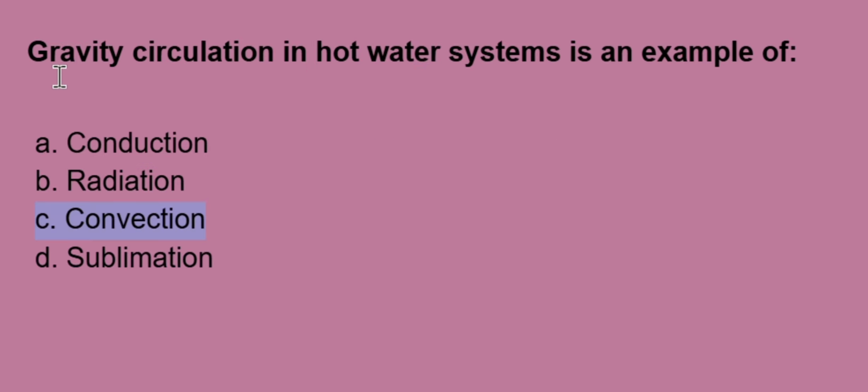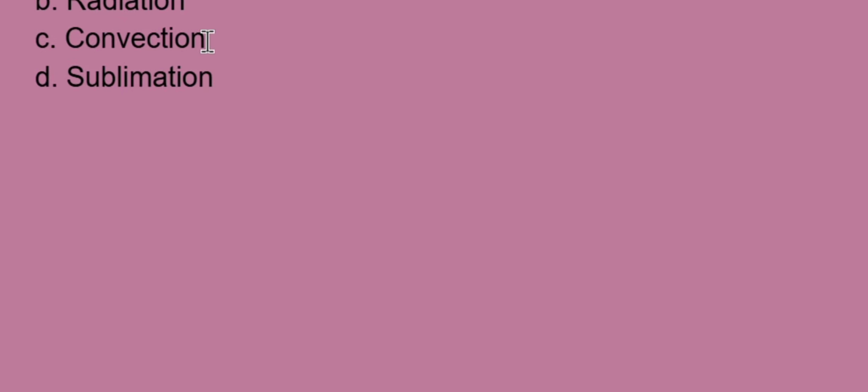So in gravity-fed systems, which you may or may not have studied yet, so you'll do that in the hot water module, the older systems, they're not pumped, right? They're served by gravity. So what will happen is the hot water will rise and the cold water will fall and it creates a kind of circulation. So that's called convection.